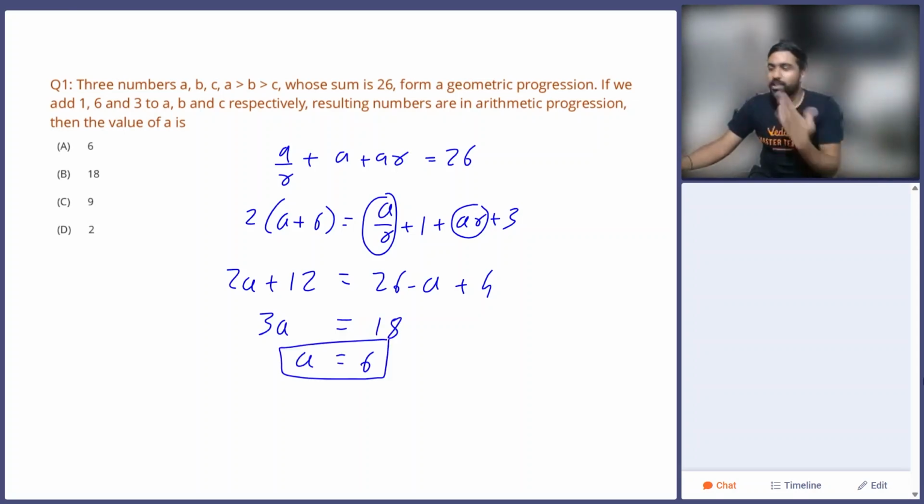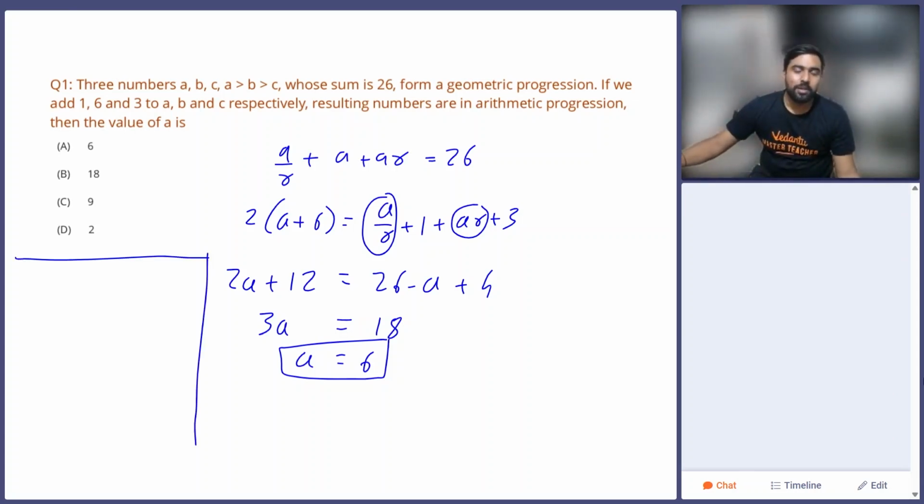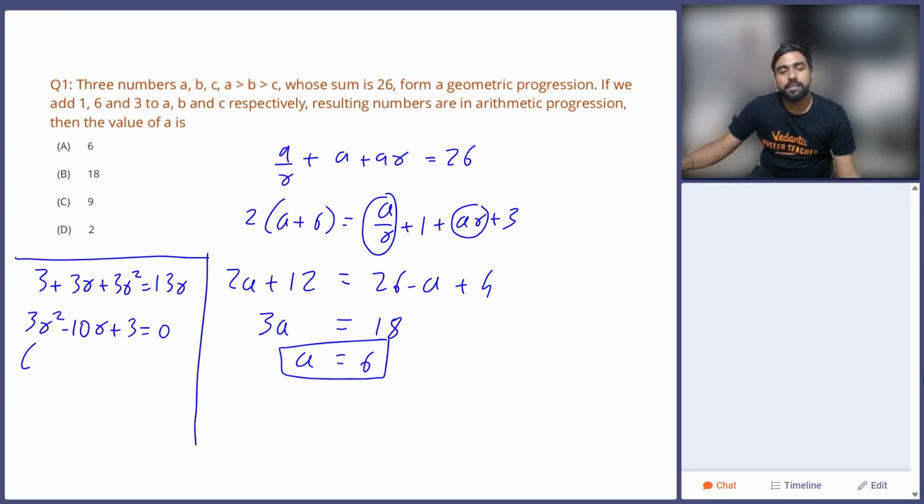The moment I've got A equal to 6, my question is finished then and there itself. Why? Because now if I substitute the value of A, one of the 6s will get cancelled out. So I get 3 plus 3R plus 3R square equal to 13R. This is 3R square minus 10R plus 3 equals 0.